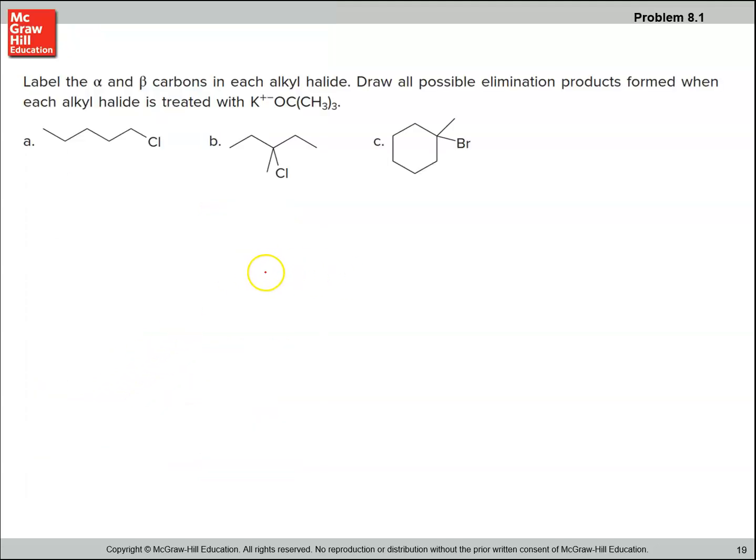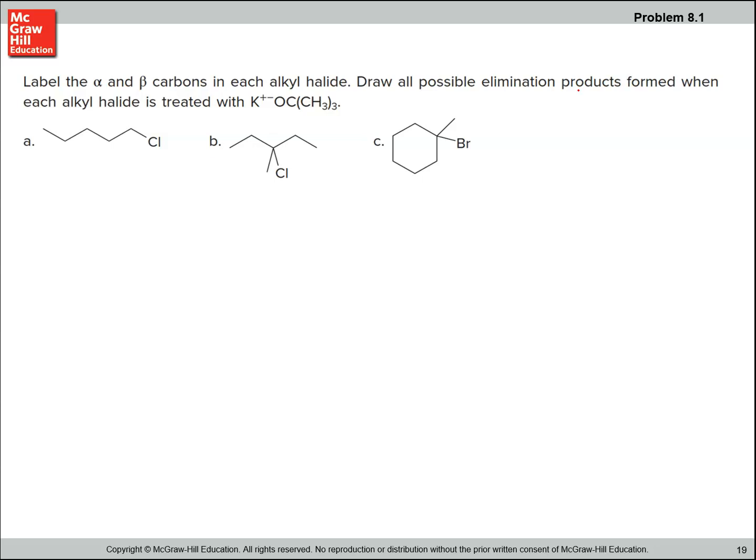So this is a little bit of a learning check. I would like you to make sure that you find the alpha and beta carbons. If you don't remember what those are, go back a few slides, rewind this, go back to the beginning of this lecture and figure out how to define those. And then draw all of the possible elimination products. So make sure you're drawing all of them that are possible. There might be more than one in some of these.